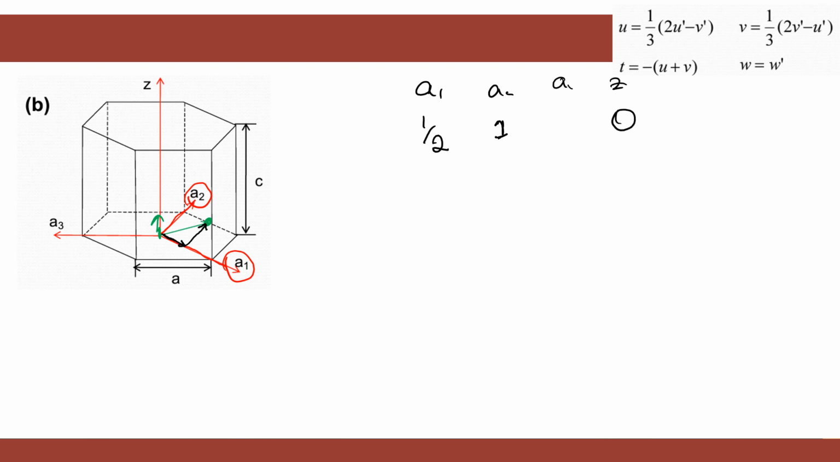Yeah, that's it. Now you have to get rid of the denominators. You have to make them to numbers. So 1 and a 2 and a 0. So this will be your U dash, V dash and W dash. I want you to find the U, V, T and W. What is U, V, T and W?